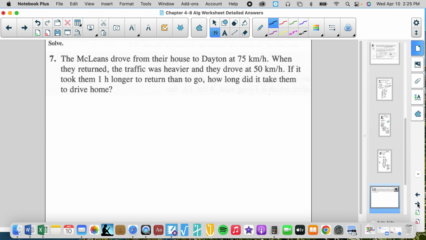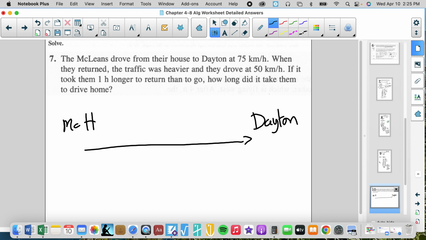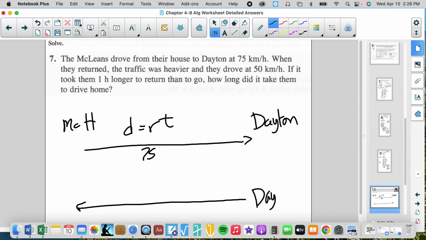McLeans drove from their house to Daytona, Florida, at 75 kilometers per hour. When they returned, the traffic was heavier and they drove slower. Ooh, I like this. So this is the McLean house, and they drive to Daytona Beach, Florida, spring break. So distance equals rate times time, and they're traveling at 75 kilometers per hour. They return in traffic, returning from Daytona Beach to the McLean house.